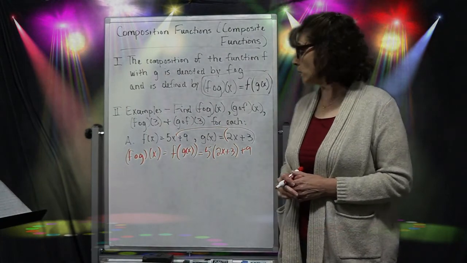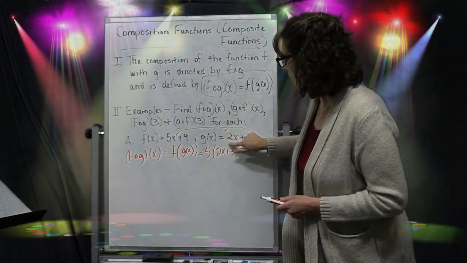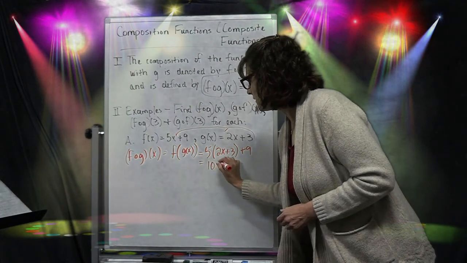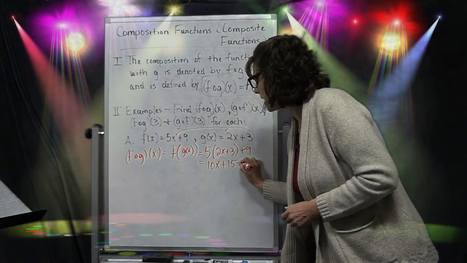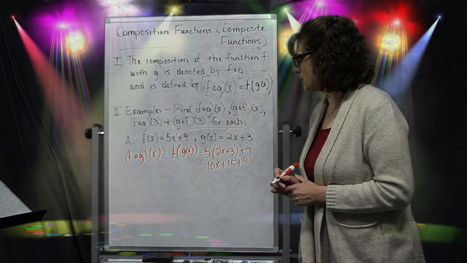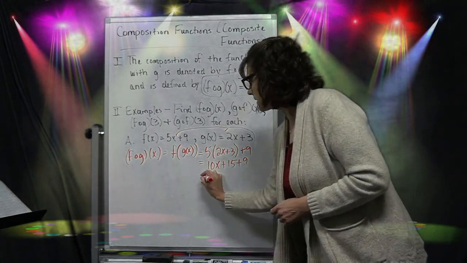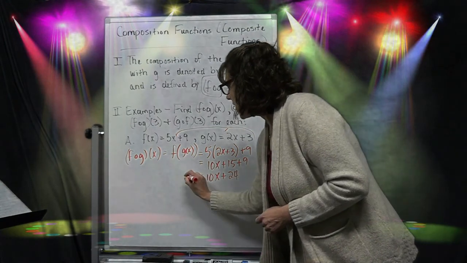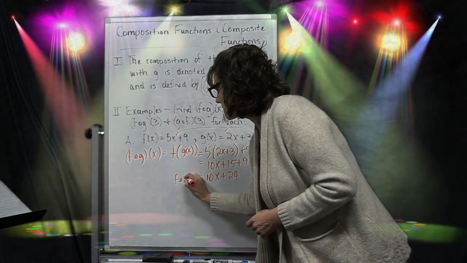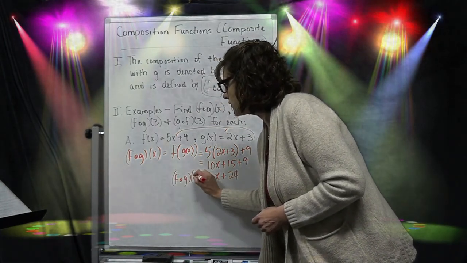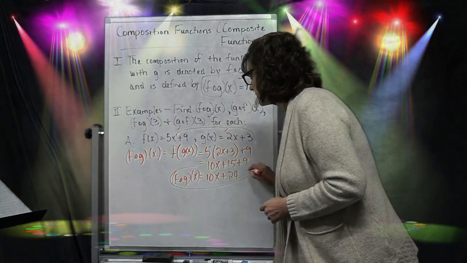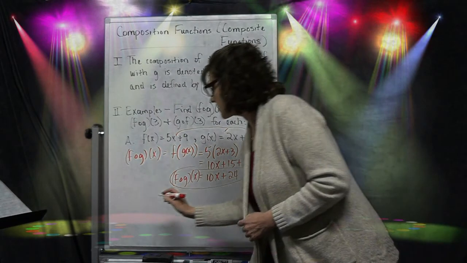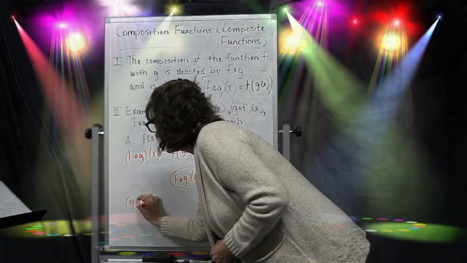Now I'm going to evaluate it. When you evaluate this, you're going to distribute your 5 through, giving you 10x plus 15 plus 9, and 10x plus 15 plus 9 is simply going to give me 10x plus 24. So that is what my f∘g is, f of g of x. Now I'm going to do g of f of x, my g∘f.